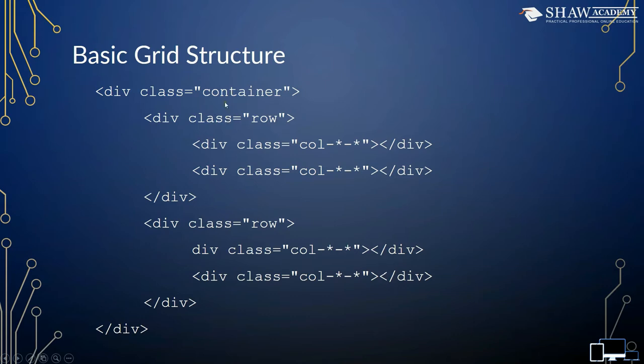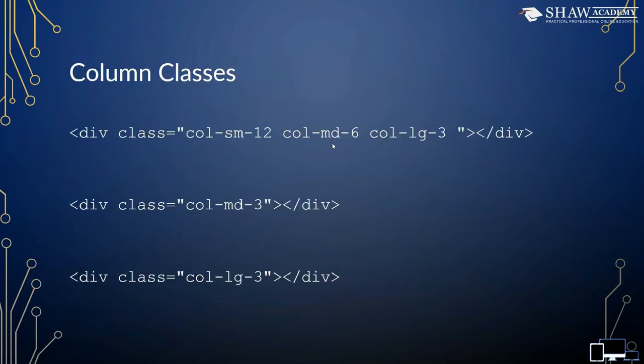We give that the class of container or container-fluid. We'll be able to see the difference of those later. And then we can define a row. So we can define one row, and then define the divs inside there and give those classes, and then we have these predefined classes that allow us to populate that grid system. So there is an example of how we can populate that.